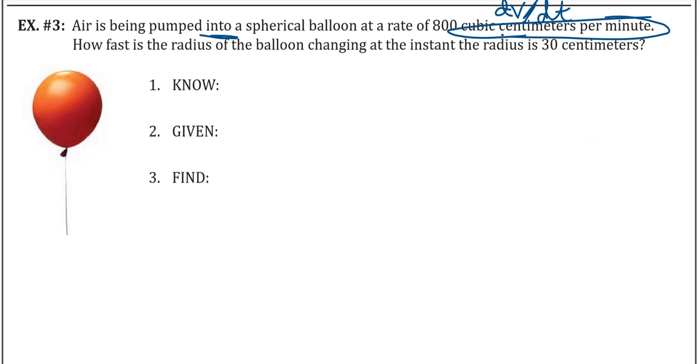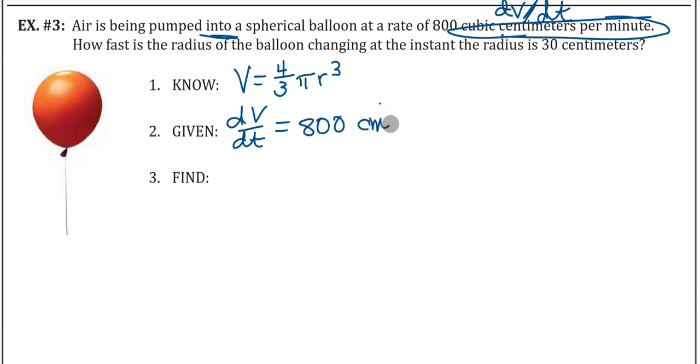So we need to know the formula for the volume of a sphere. So that is 4/3 pi r cubed. What is given is dV/dt, and I know it's the volume change because of the units, is 800 cubic centimeters per minute. And I also know I want to find this out when r is 30 centimeters. You also want to make sure when you're writing these that all of your measurements are in the same units, because they might trip you up and you might have to change maybe from centimeters to meters or vice versa.